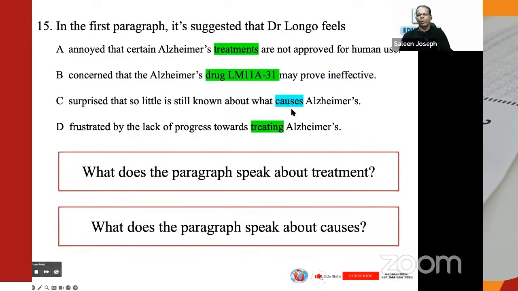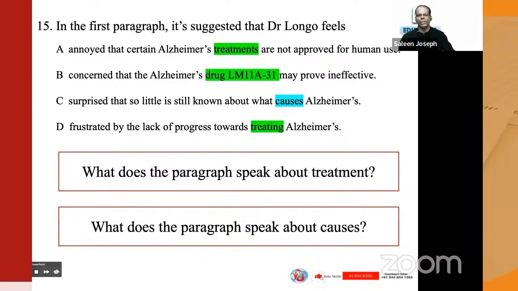And third one, surprised that so little is still known about what causes Alzheimer's. So this is speaking about causes. And fourth one, D, frustrated by the lack of progress towards treating Alzheimer's. Again, treatment. So three options are about treatment. One is about cause. So when you read, you should know what the paragraph speaks about: the treatment. For example, here, not approved for human use. Okay, may prove ineffective. Treatment is ineffective.